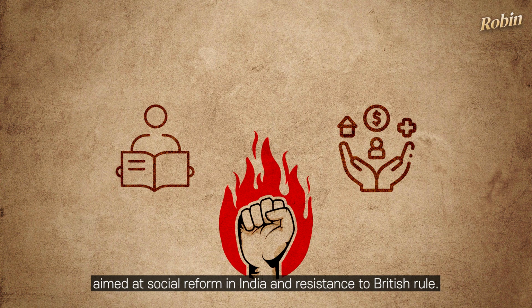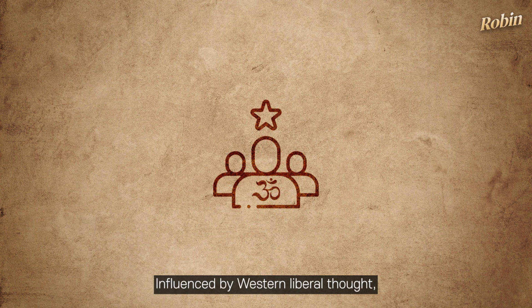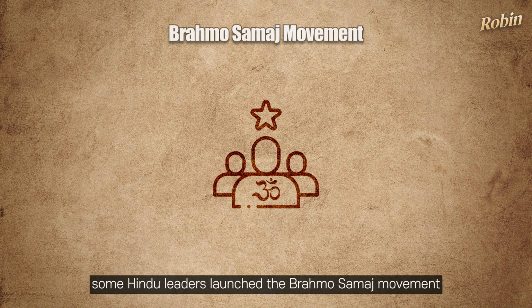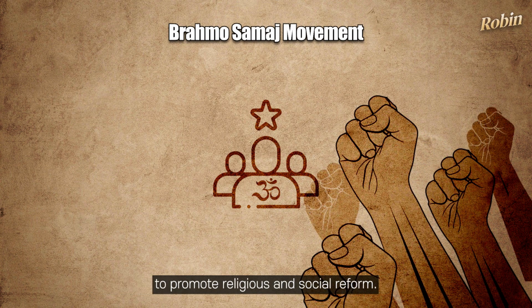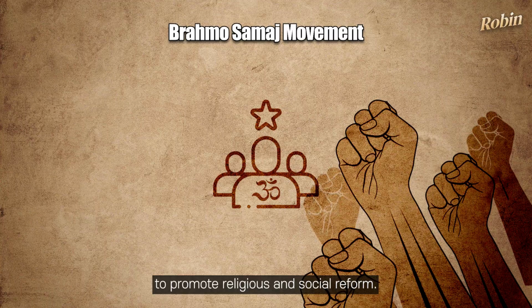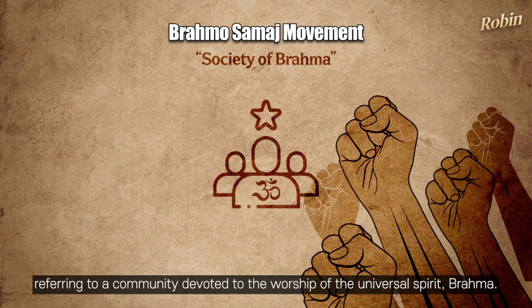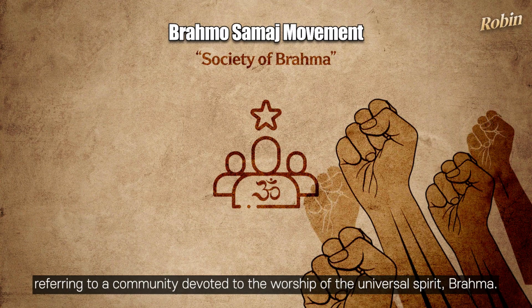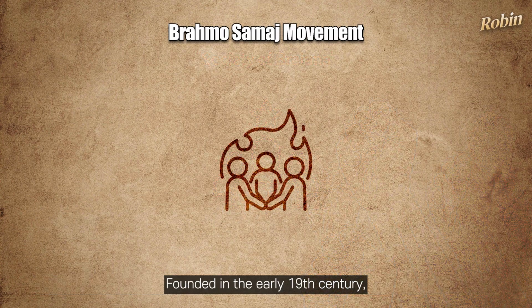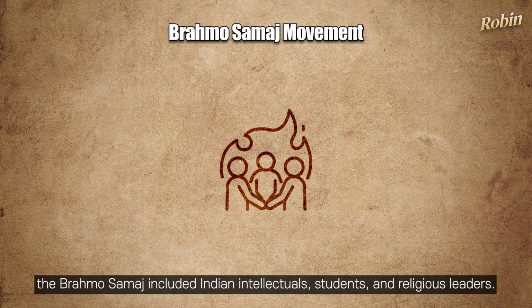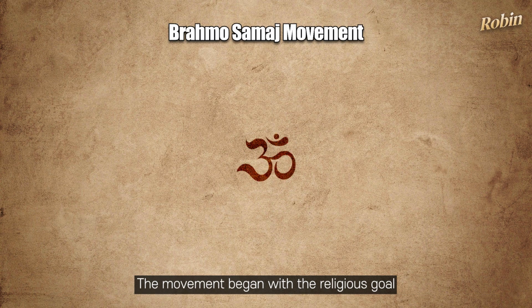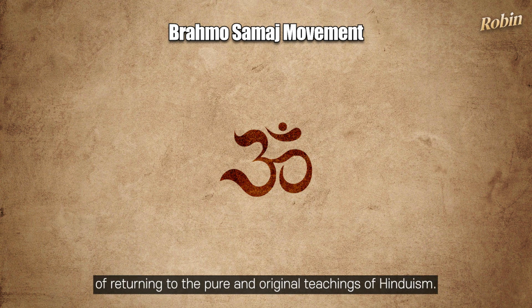British rule. Influenced by Western liberal thought, some Hindu leaders launched the Brahmo Samaj movement to promote religious and social reform. The term Brahmo Samaj means Society of Brahma, referring to a community devoted to the worship of the universal spirit, Brahma. Founded in the early 19th century, the Brahmo Samaj included Indian intellectuals, students, and religious leaders. The movement began with the religious goal of returning to the pure and original teachings of Hinduism.